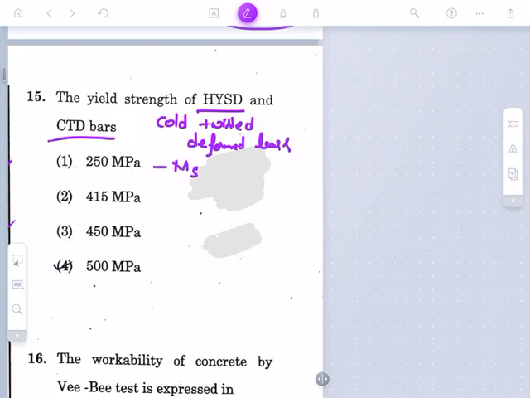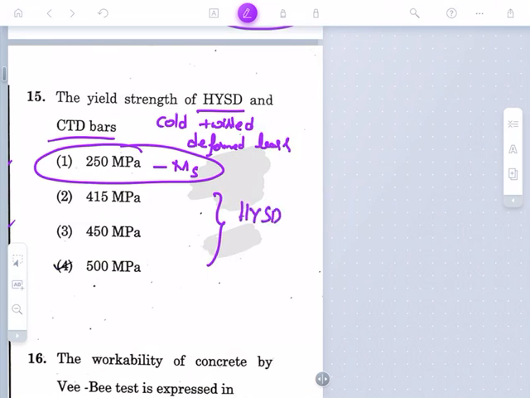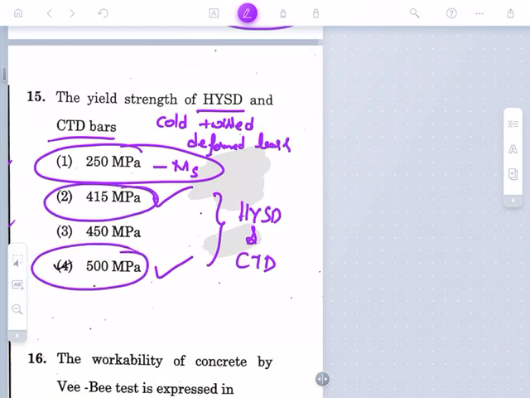See, normally for mild steel, the strength will be 250 Newton per mm square. Above that, it will be HYSD. So HYSD and CTD bars yield strength will be either 415 Newton per mm square or 500 Newton per mm square, as per my knowledge. So both answers will be right. If you have some other answer in your mind, please do comment in the comment section. For this answer, we will wait for the answer key which will be released by the KPSC. So according to me, these two answers will also be valid.